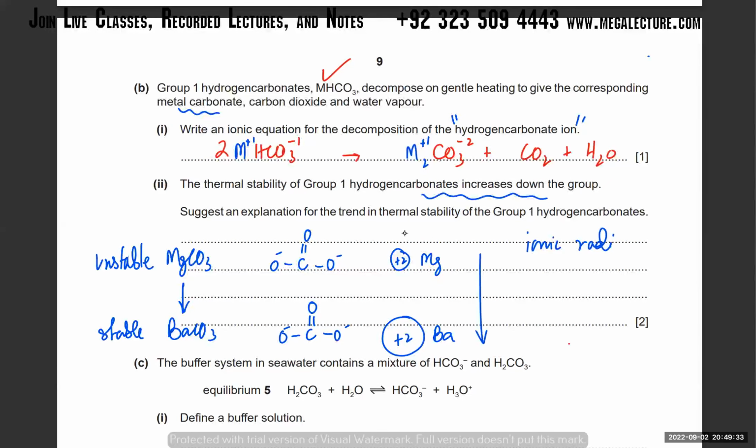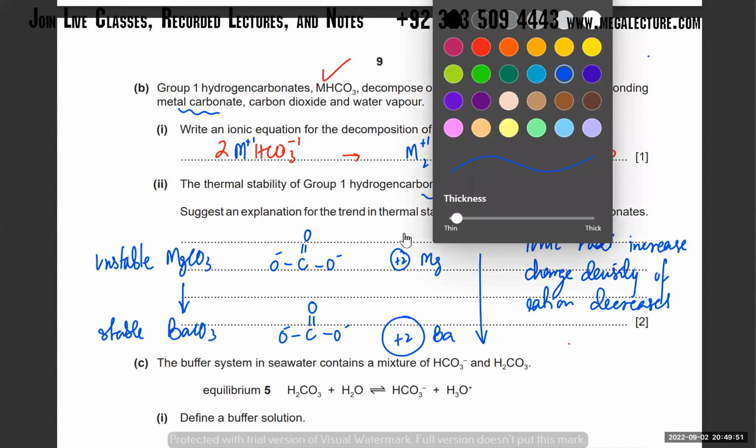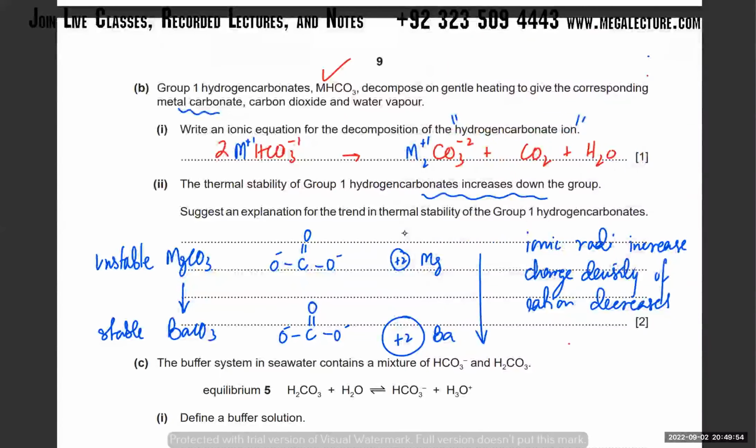It increases. What happens to the charge density? It decreases. So the charge density of the cation decreases. So stronger attraction or weaker attraction if you have a lower charge density? Weaker attraction. So this one is going to be weaker attraction, right? This one over here is going to be a lot stronger attraction, right?